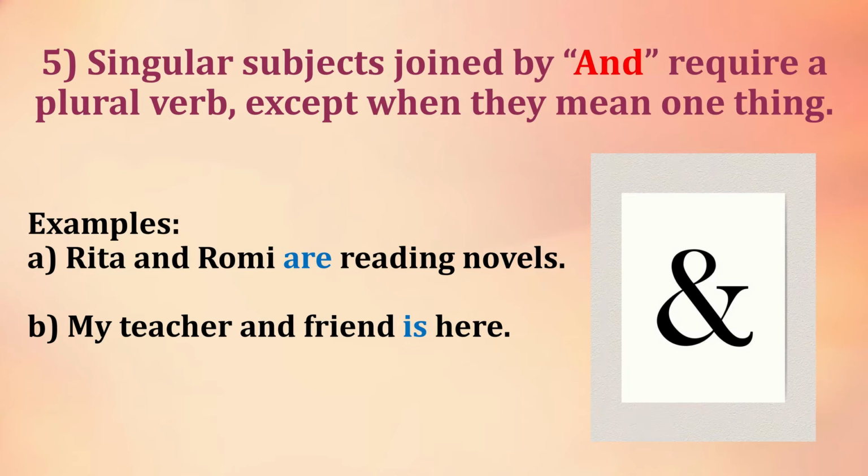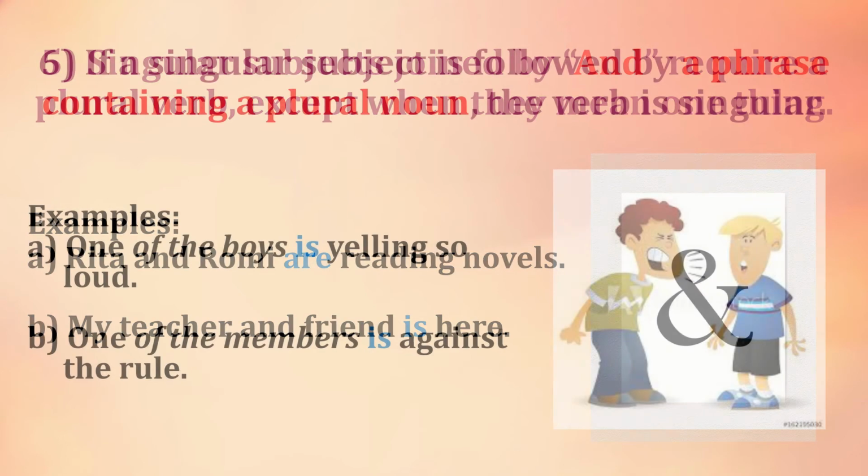In next example, my teacher and friend is here. My teacher and friend both are same person. My teacher is my friend. So I am talking about only one person. That is why we are using singular verb here.